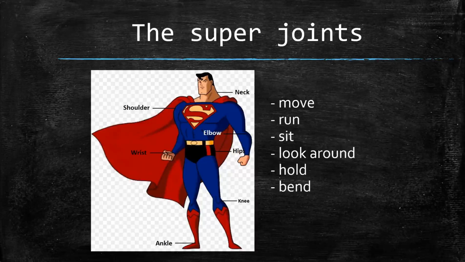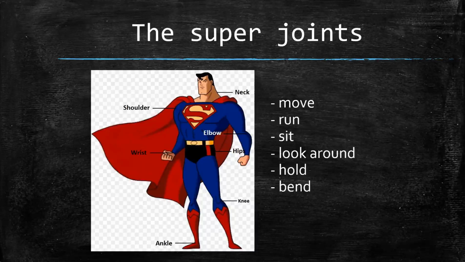Let's learn about the joints first. The topmost joint we have is neck. The other joint we have is shoulder. The joint in the middle of our arm is called elbow. And the other joint is called wrist. This joint is called hips. This joint in our leg is called knee. And the last joint in our body is called ankle.